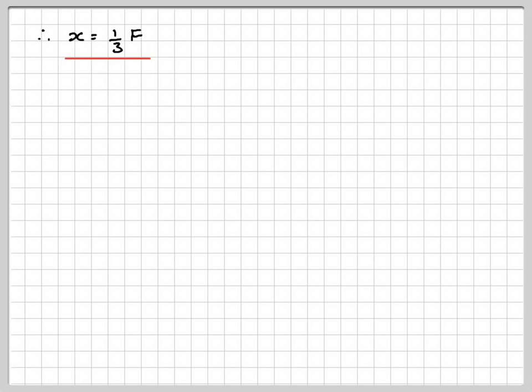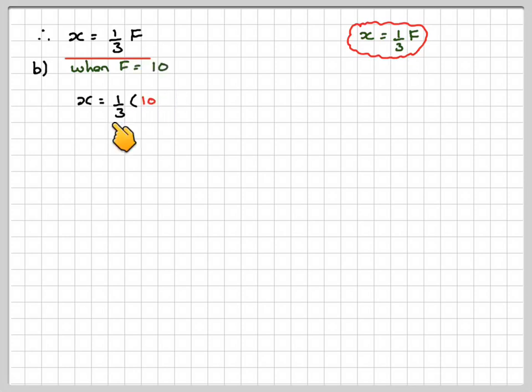Right, now using that I can answer some questions. So part b, using our formula, when F is 10, X will be 1/3 times 10, which is 10 over 3, which is 3 and 1/3. So when the force is 10 newtons, the extension will be 3 and 1/3 centimetres.